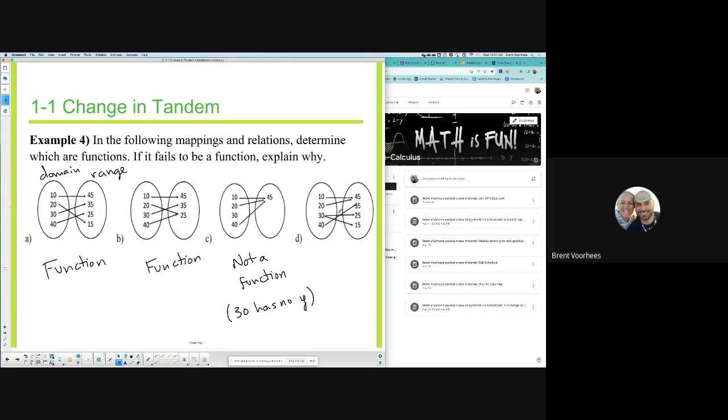Okay, what about this one? No. What's the problem this time? 30 has 2. All right, so 30 has 2 y's. You can write that in if you want, but since you all basically said not a function, I'm not going to spend the time writing that. But if you want to, that's the problem. The problem was 30. It has 2 y's.